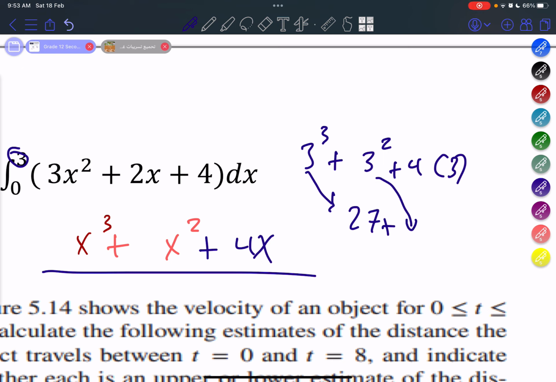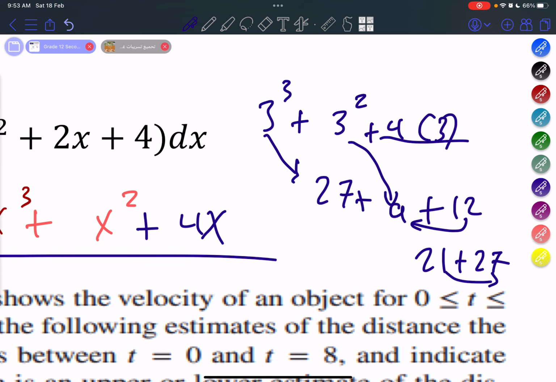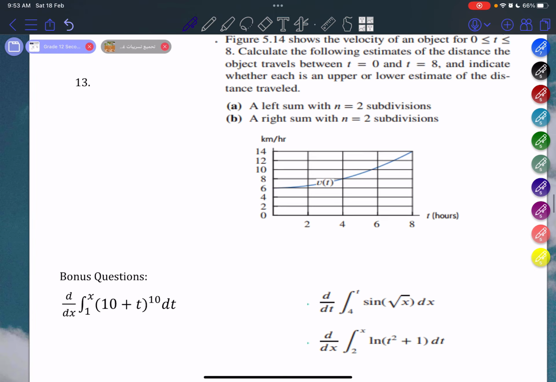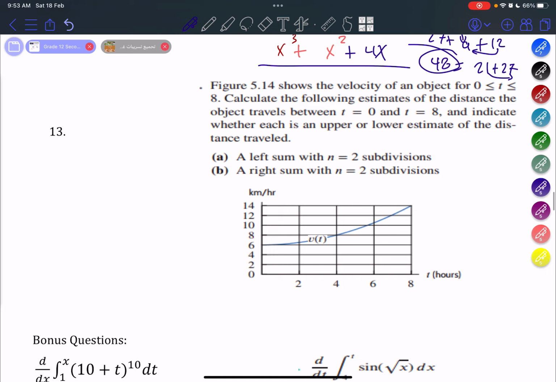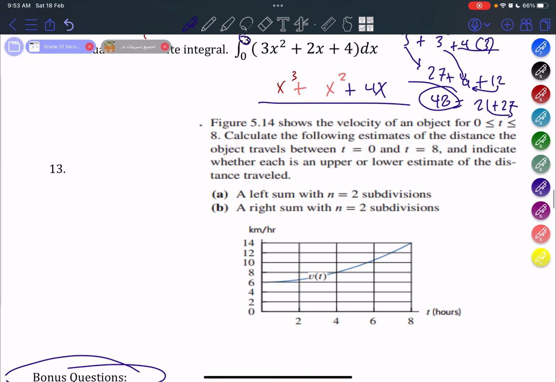3 power 2 will be 9 plus 4 times 3 will be 12. If we add it, here we'll get 21 plus 27. Add 1 here, becomes 20 plus 28, aka 48 is our final answer. Moving on to our last question in the exam beside the bonus question.